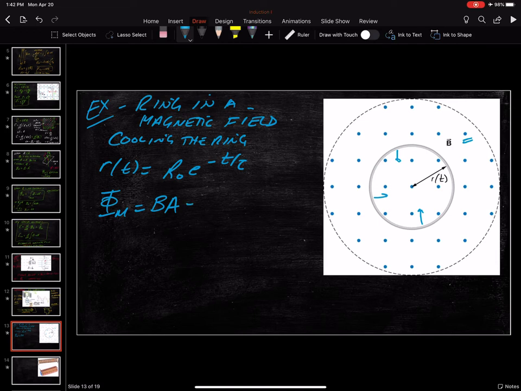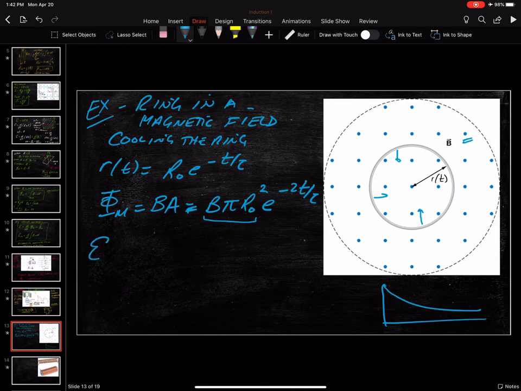This should be B times pi r squared, pi times the radius squared. So pi r0 squared e to the minus 2t over tau. And so that's going to be the magnetic flux as time goes on. It starts off as B times pi r squared, which is a constant, but then as time goes on, it decreases. And so the magnetic flux looks something like this. It dies away. All right, so if that's the case, is there an induced voltage? Yes, there is. And that's just phi m dot.